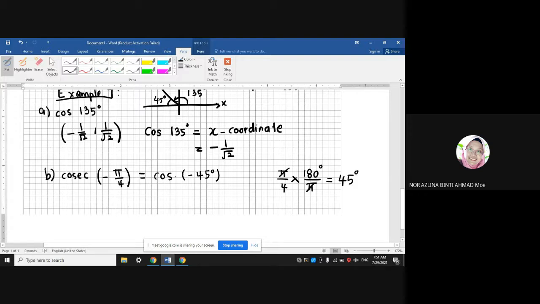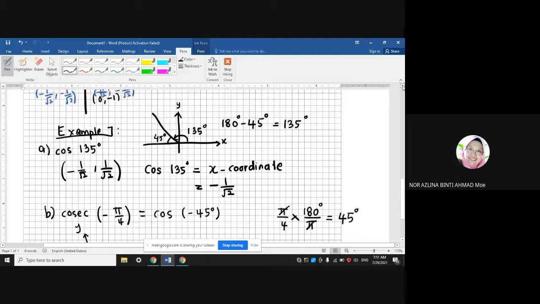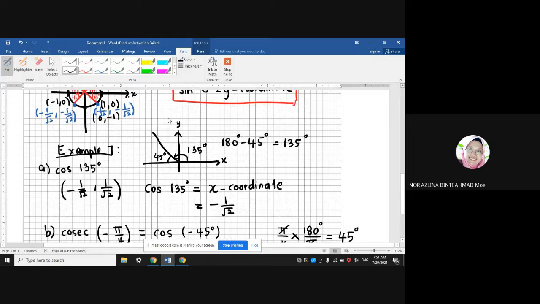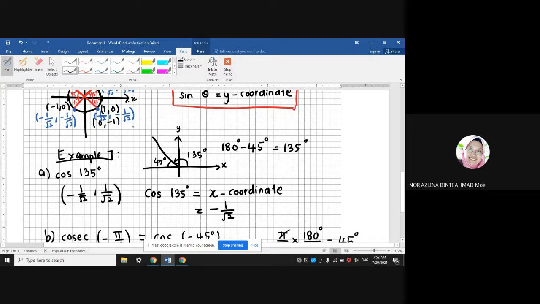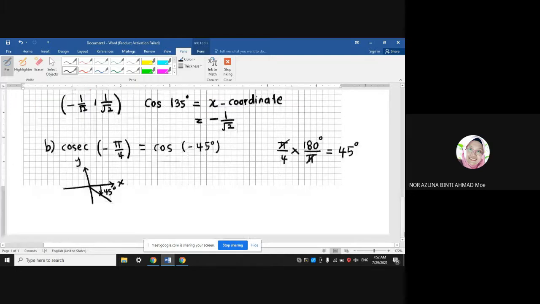Okay, where is the position of negative 45? Okay, this is a negative angle. So negative angle here and here, 45. Okay, clockwise rotation. So look at this unit circle. The coordinate is 1 over square root 2, negative 1 over square root 2. This is negative 45. So the coordinate is 1 over square root 2, negative 1 over square root 2. So cosecant, this is cosecant.